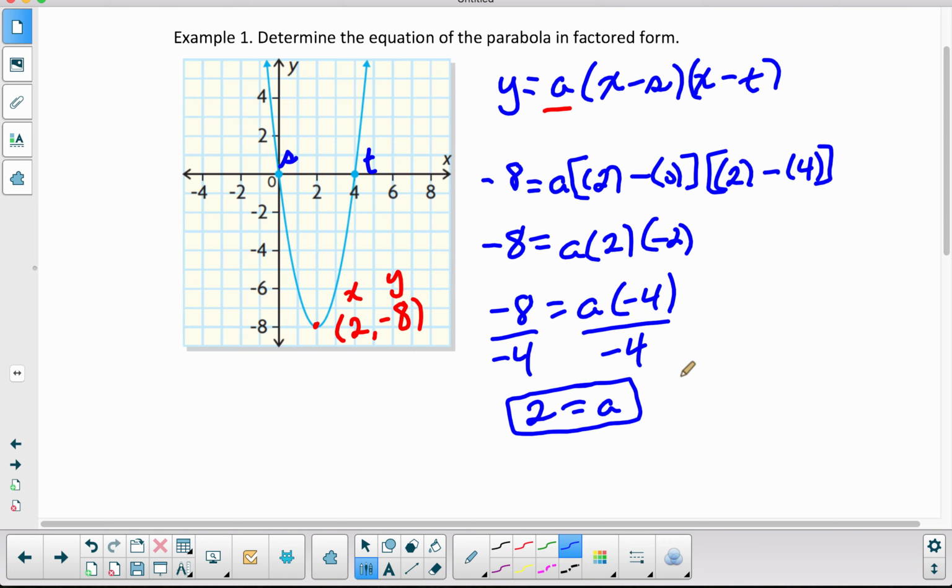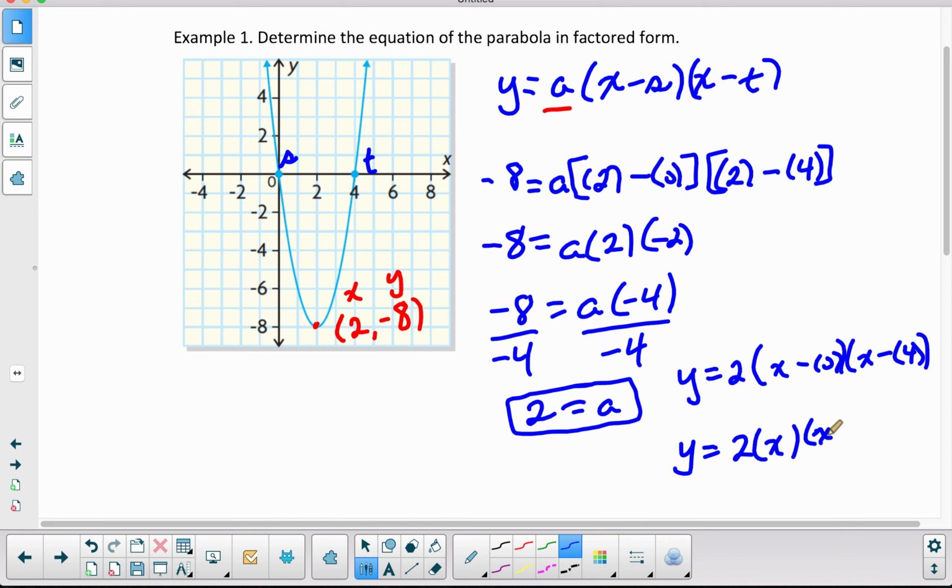So here we go. y is equal to 2 times (x minus 0) and (x minus 4). If we simplify, we have 2. x minus 0 is just x, and x minus 4 is x minus 4. So here is our equation: y is equal to 2x times (x minus 4) in factored form.